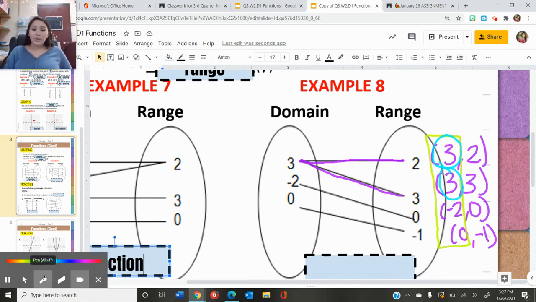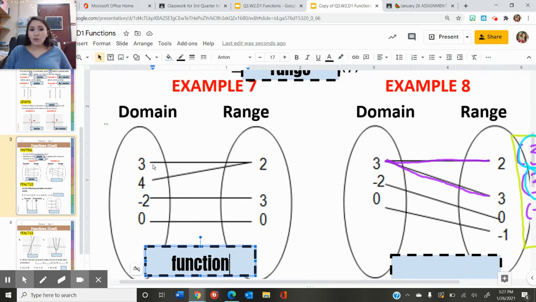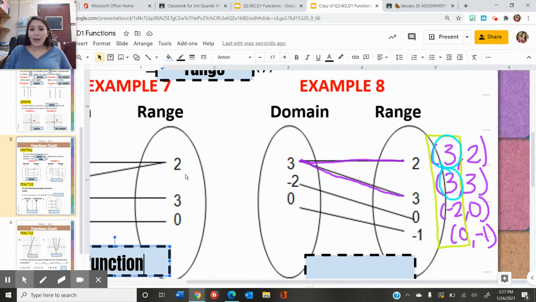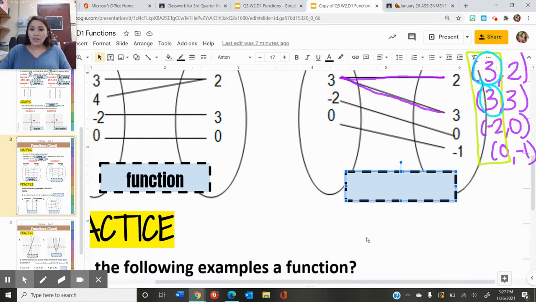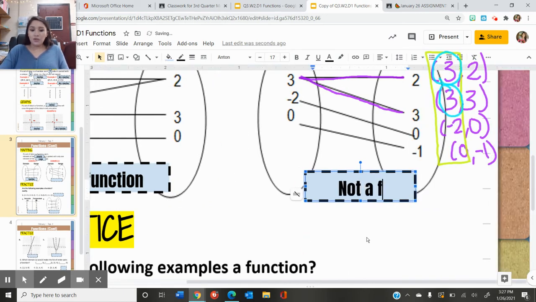So a quick trick on how you can tell if a mapping is a function or not, you can see if you have 2 lines coming from your domain. So here I had 2 lines coming out of one element from my domain. However, if you looked back at example 7, you have 2 lines coming from a range. Now that is okay. You just cannot have 2 lines coming from your x value. So this, again, is not a function.